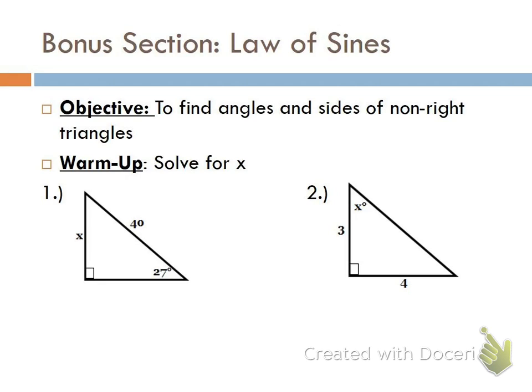They labeled our reference angle 27 degrees. If that's our angle of reference, x labels which side of the triangle? Opposite side, and the 40 is on the... So which trig function do we want? Sine. Sine of what? 27. Sine of 27 degrees equals x over 40.